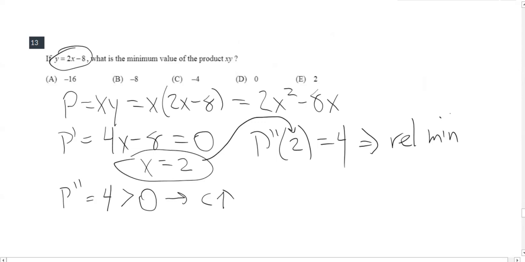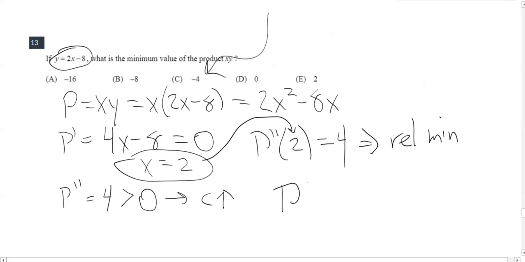Okay, there are no endpoints because the domain goes on forever. There's only one critical number. And also, if we did the first derivative test, we'd see that the first derivative changed from negative to positive at x equals 2. Now, 2 is not the answer, and 4 is not the answer, because it wants to know what the minimum product is. So all we have to do is plug 2 back into the product equation. We can plug it in right here.